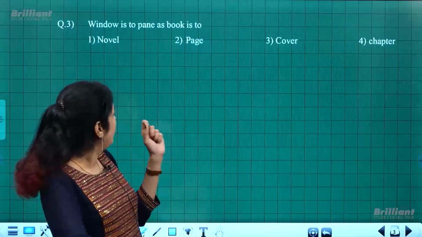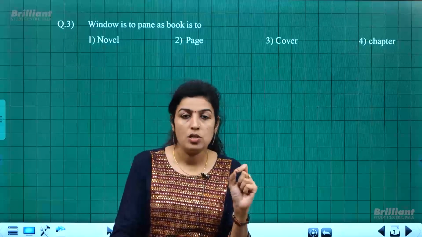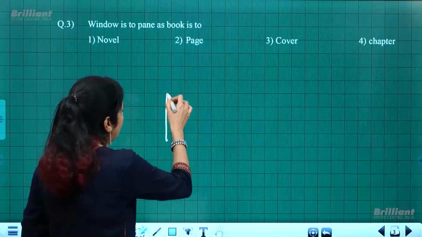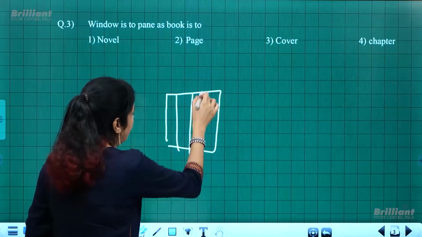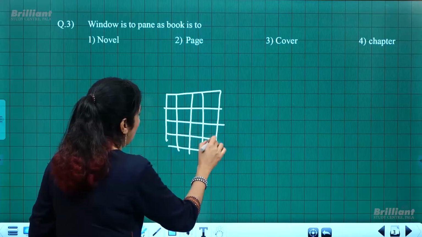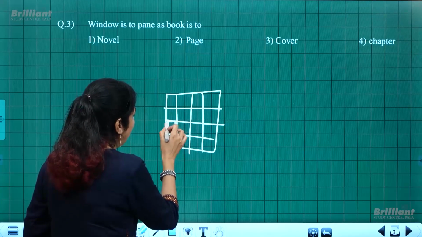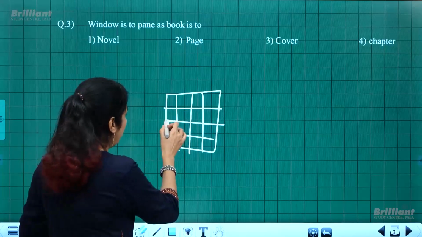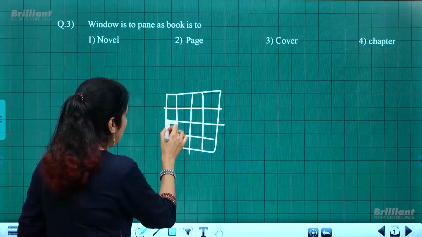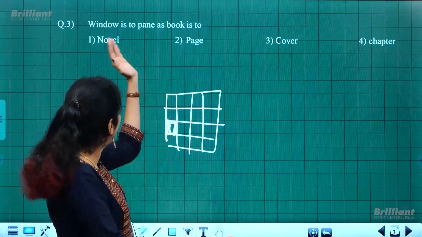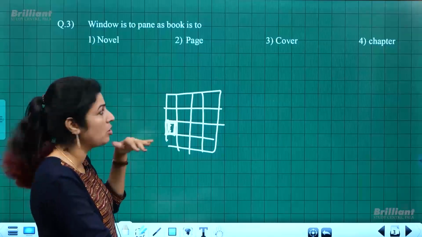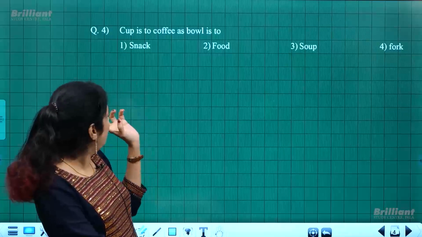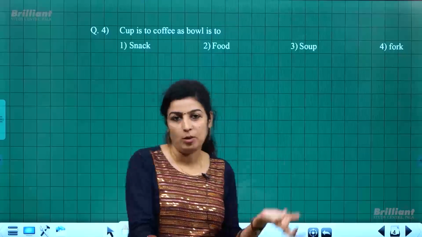Next is winter is to pane as book is to dash. So what exactly are winter and pane? Pane means, suppose this is your window where you have the glass, the glass part. A winter pane means a particular glass pane which is framed, surrounded by a wooden frame. So one such glass part is called a window pane. Likewise, in the same way, a book is to its page, that interior part, not the cover.